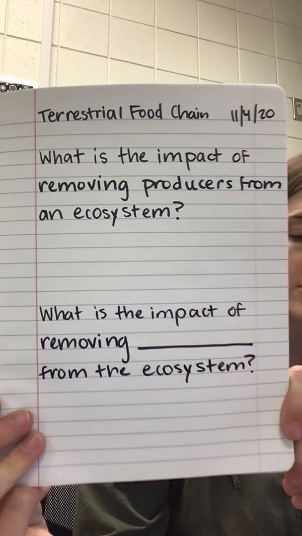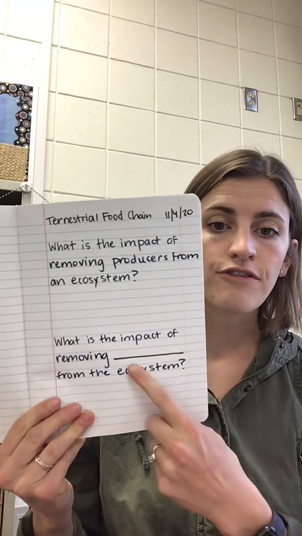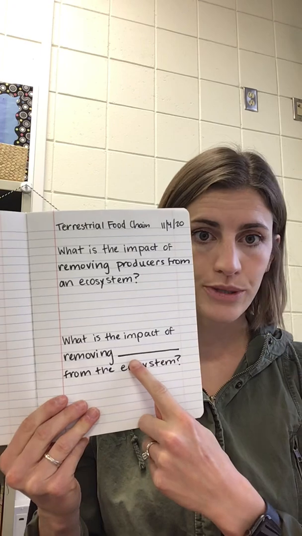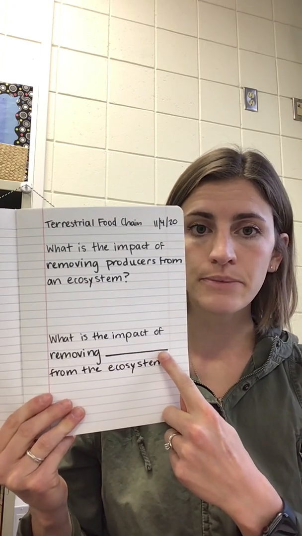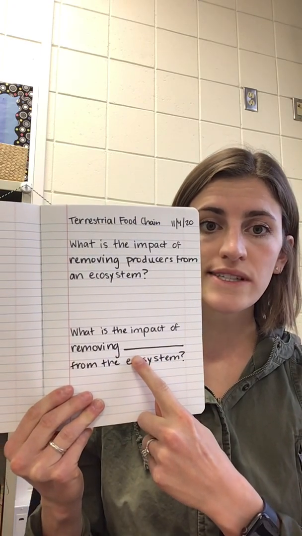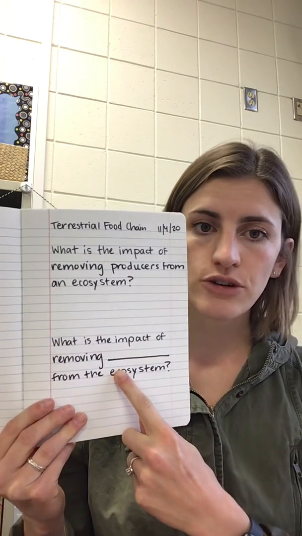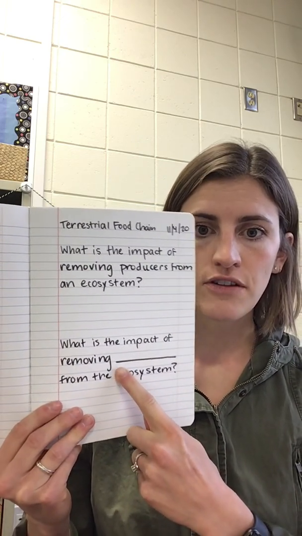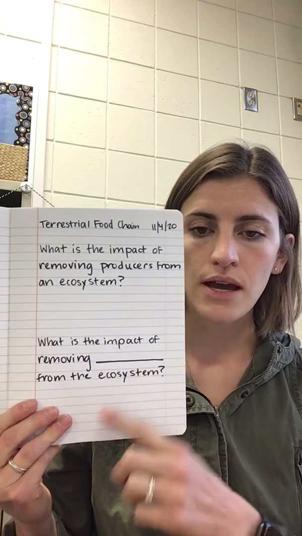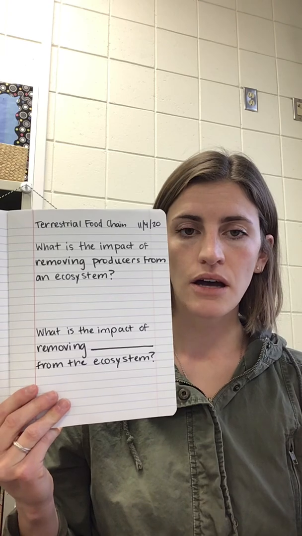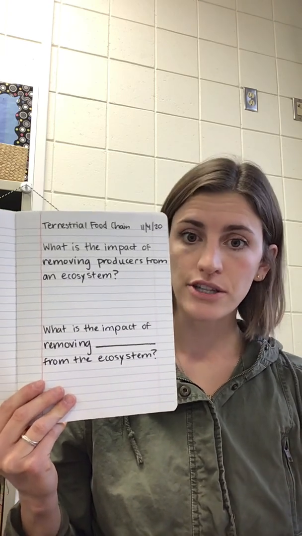Once you have these questions copied down, fill in this blank. You can choose consumers, decomposers, or scavengers. Choose one that you want to focus on and think about. Fill it in right here, and then answer the question. What is the impact of removing that part of the ecosystem?